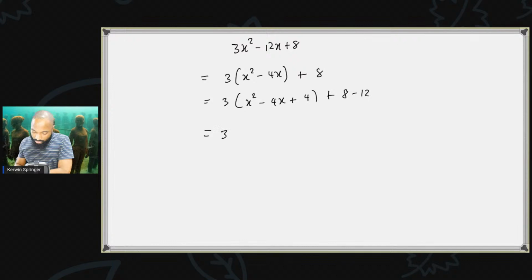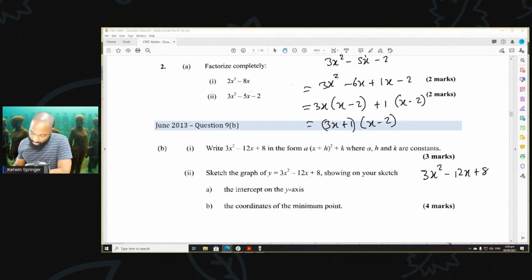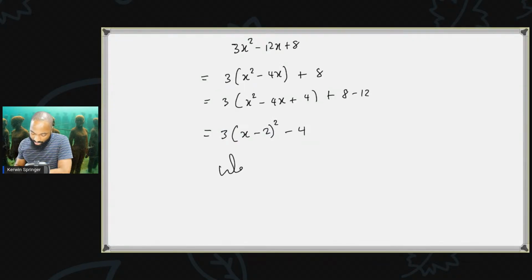So this is going to be 3 times (x minus 2) squared minus 4. Which is what most people in the chat are already getting. So we're good to go. I'll complete the square. And you see where A is 3, H is negative 2, K is negative 4. It's in the form A times (x plus H) squared plus K. It's in that form.